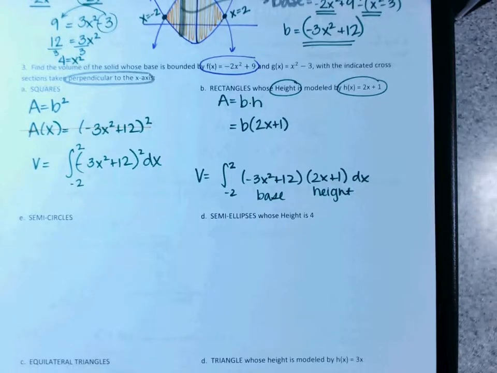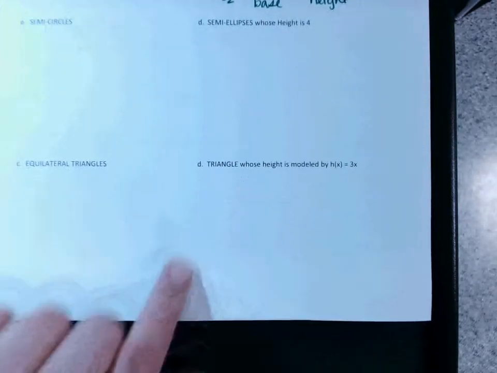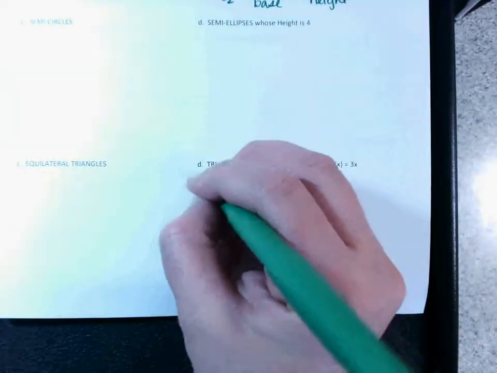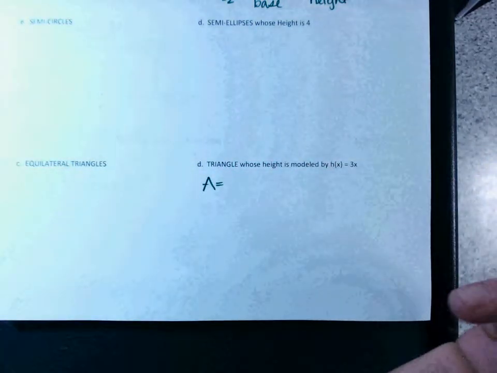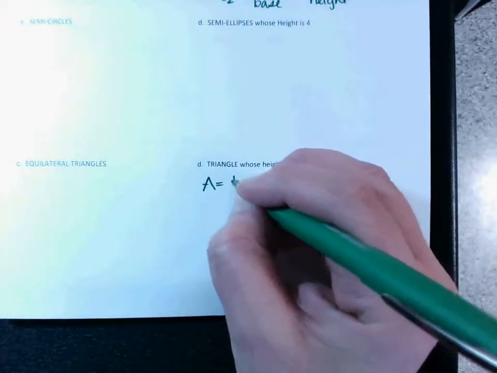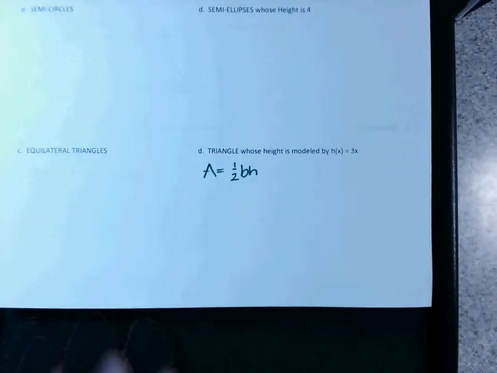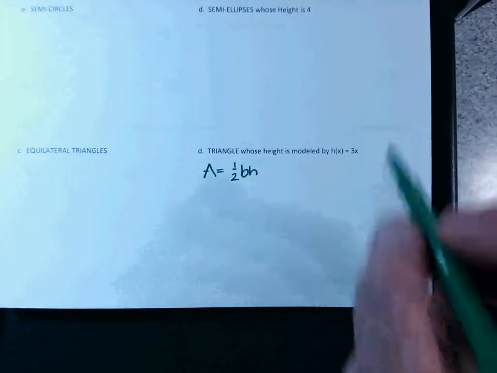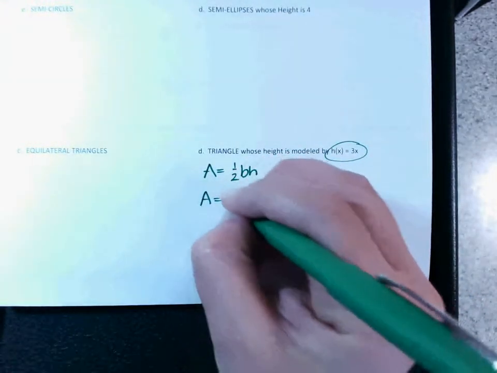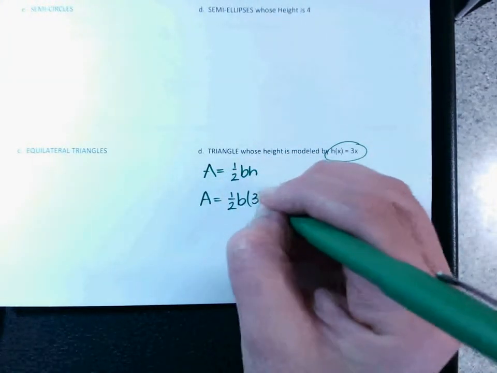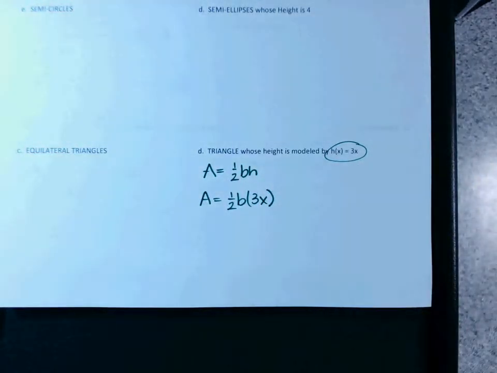42. Okay, last one I want to do is D. Okay, how do you find the area of a triangle? 1/2 base times height. And then what does it tell me about the height? The height is modeled by what? 3x. So then I'm going to rewrite my equation to be 1/2 base times 3x. And then remember, how do you get from area to volume? You turn it into an integral.